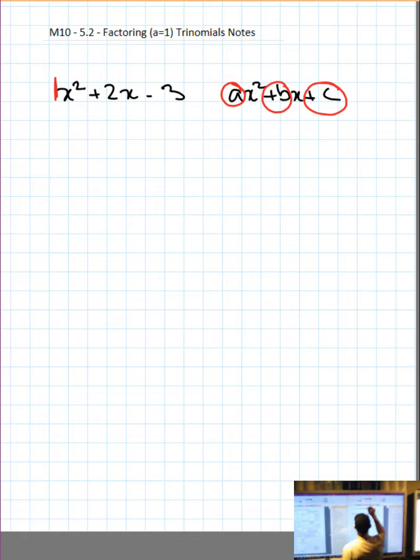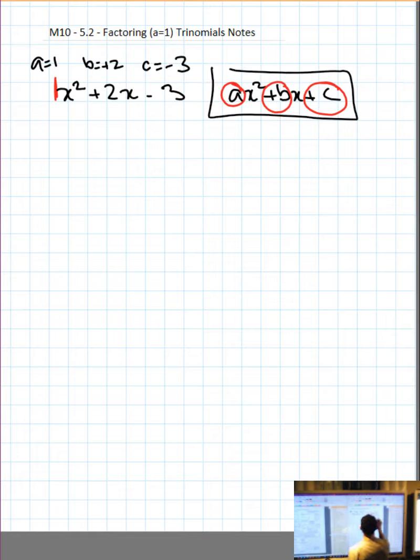As you can see in the notes, I listed them off to the right, but I'm going to do a little trick. I'm going to put them right above. A equals 1. B equals positive 2. C equals negative 3, from the pattern off to the right. A is the number to the left of the x squared. B is the number to the left of the x. C is the number all by itself. Don't forget the sign.